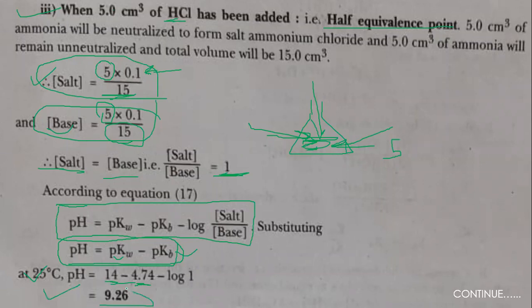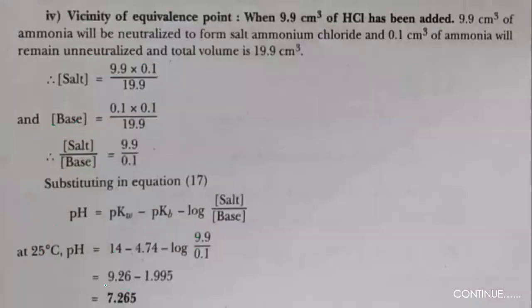Now you have to take all these values. Later, while drawing the curve, we have to use these values. Remember this. What happens here now? We have calculated three values: at the initial stage, when 2 ml of HCl is added, and when 5 ml of HCl is added. Now we'll see the vicinity, meaning near the equivalence point. That is, now we are adding 9.9 ml of HCl. 9.9 ml of HCl. Okay.